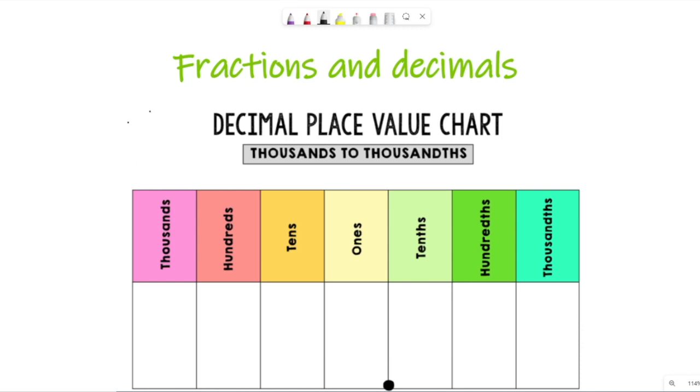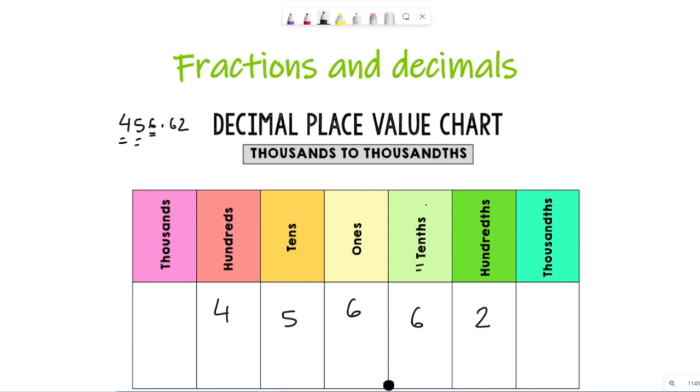If you have a normal number like 456, we always know this one is ones, or you can also call it units, 5 is tens, and 4 is hundreds. That's why it's known as 456. But if you have 456.62, the first decimal place is known as tenths. It means you have 6 tenths and 2 hundredths, or you can say 62 hundredths.